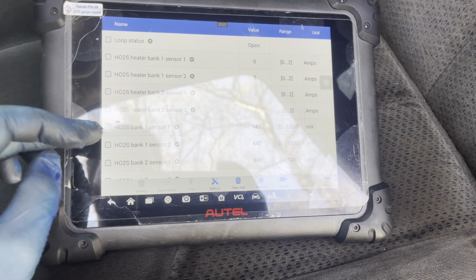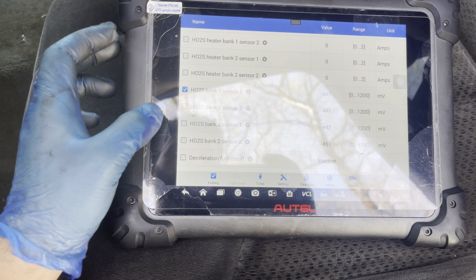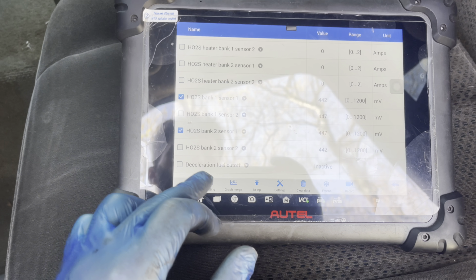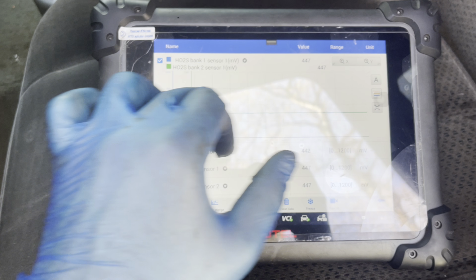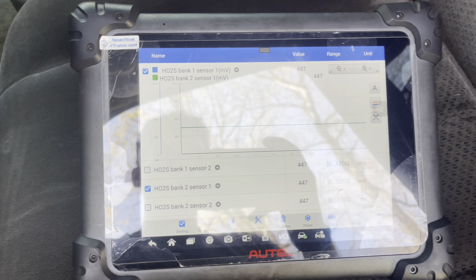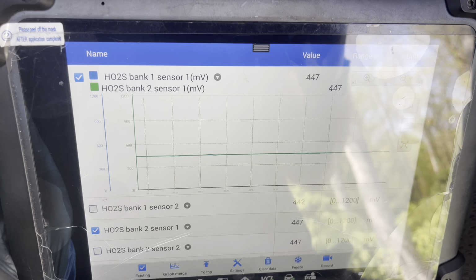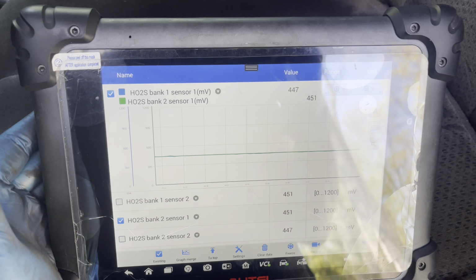And I want to show you guys exactly what I mean. So actually, we're supposed to look right here at the millivolts. Bank 1, sensor 1, bank 2, sensor 1. So we're going to merge these. We're going to start the car, and we're going to see what it is. I'm recording this from my phone because I don't have my GoPro today, but hopefully you guys get the idea, and hopefully it helps some of you.